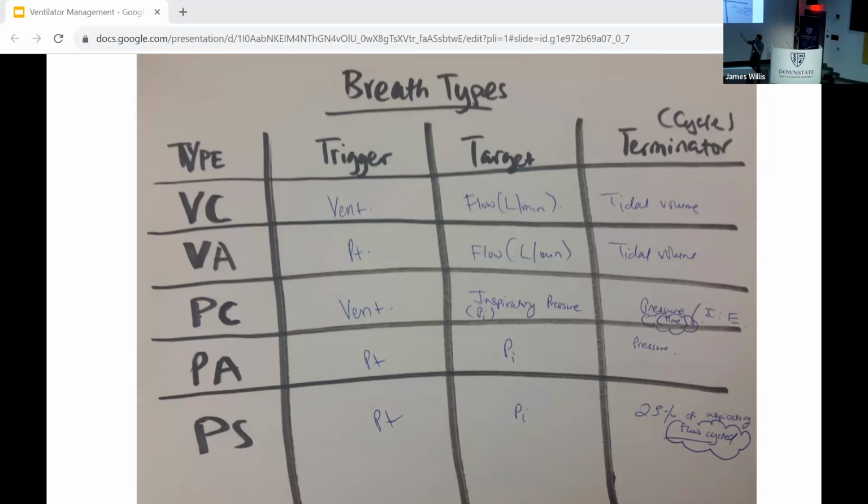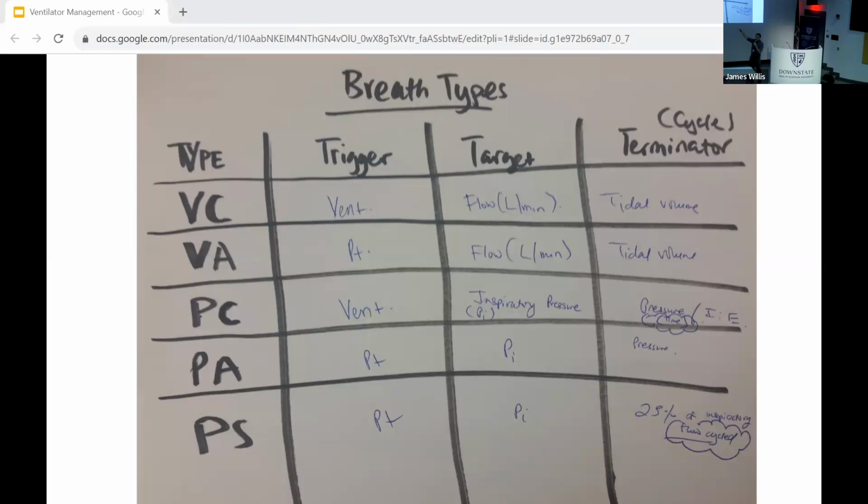It's a VC breath. If the trigger is the patient, in other words, they're not completely paralyzed or sedated and they're able to participate and they trigger their own breath, it's an assisted breath. So the patient triggers it, so it's a VA breath, VA. The target in PC is a pressure. And the trigger, again, depends if the patient is passive, if they're completely sedate, or if they're active, if they're able to initiate their own breath.